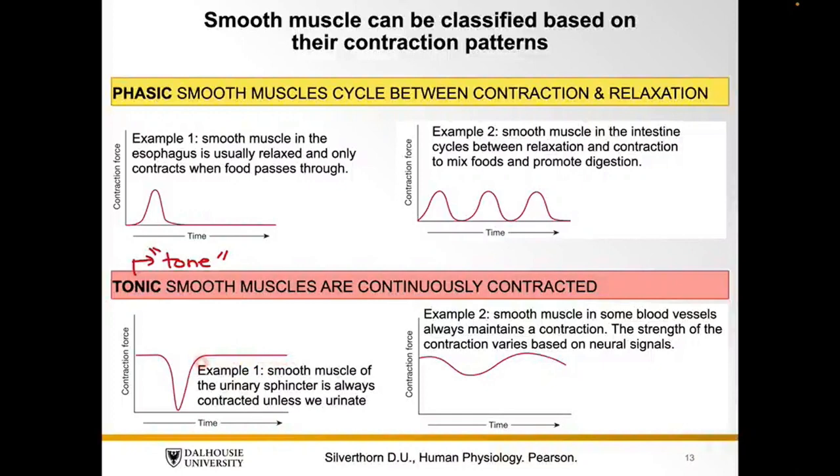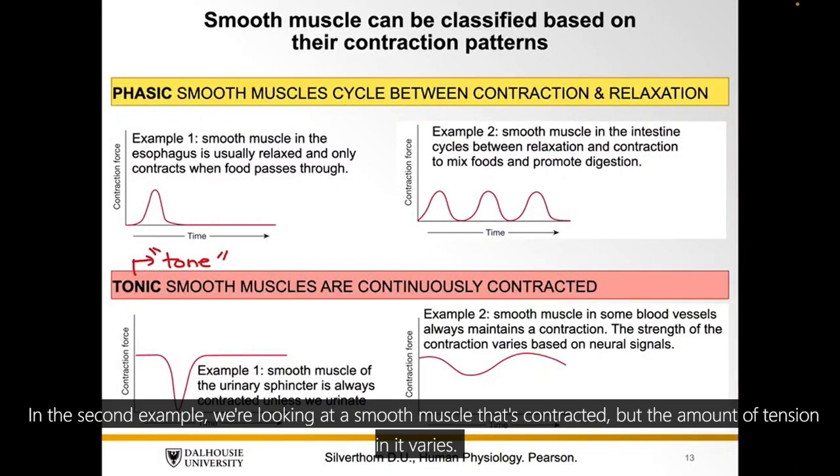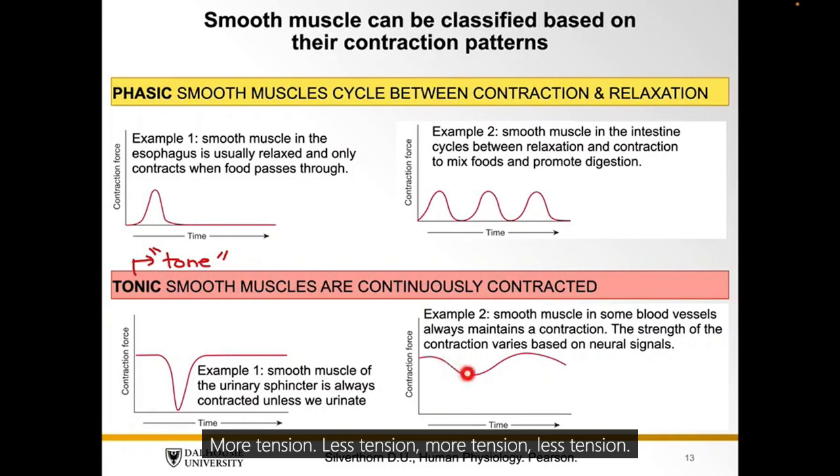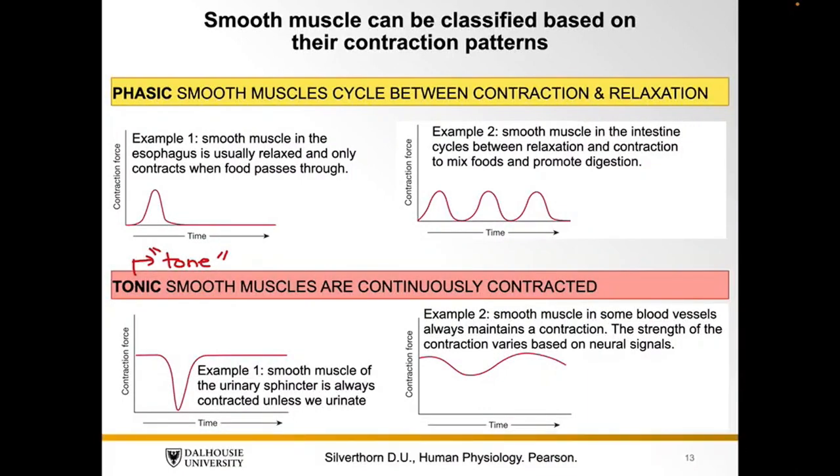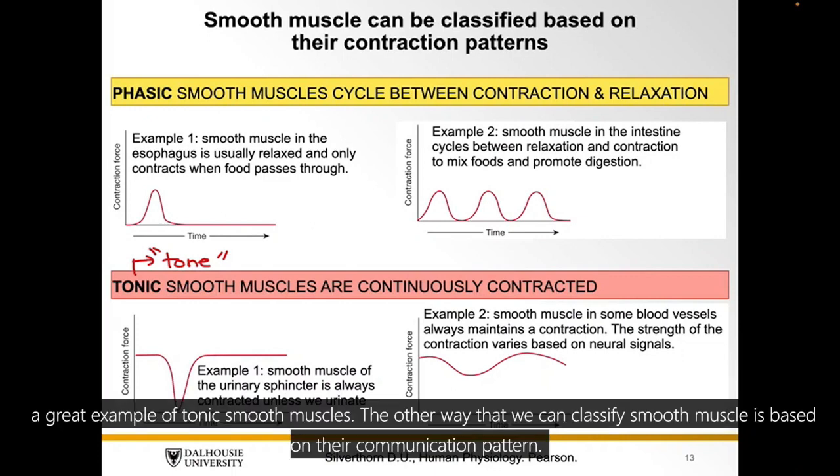In the second example, we're looking at a smooth muscle that's contracted, but the amount of tension in it varies. So more tension, less tension, more tension, less tension. So it's still continuously contracted, but the force of the contraction can vary. Smooth muscle cells in your blood vessels are a great example of tonic smooth muscles.